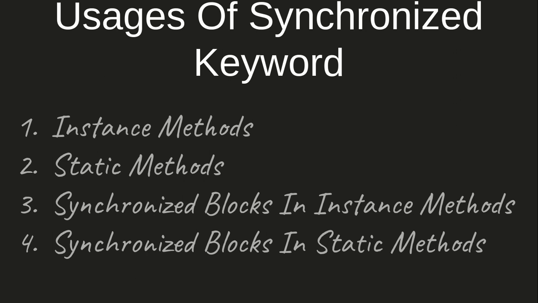The first usage of the synchronized keyword is in instance methods. What do we mean by instance methods? Instance methods are simply all those methods which are part of the object and are not static methods. Second, static methods. Static methods are all those methods which you define as static in your code.